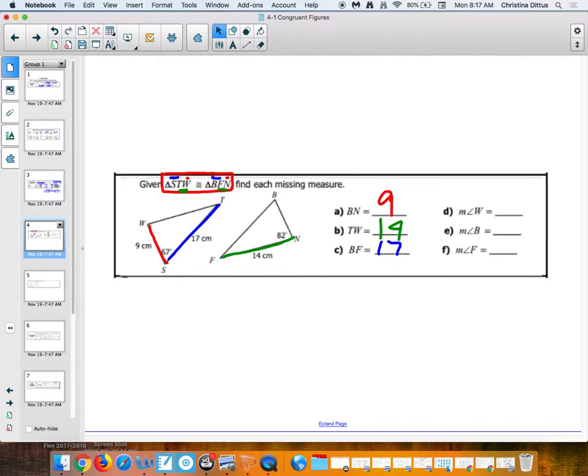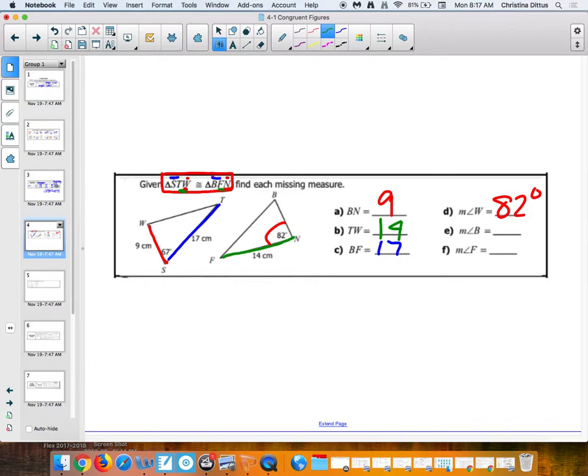Okay, good on sides? Okay, let's do angles. W is my last letter, so it should match N. How big is angle N? 82. So how big is W? 82.